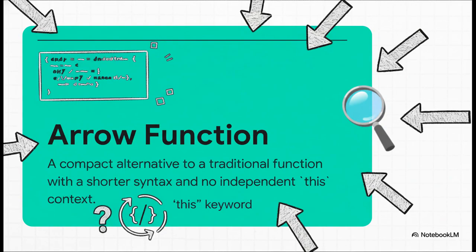So what is an arrow function? Well, think of it as a super compact, shorthand way to write a traditional function. It lets you write code faster, but the real magic trick, the thing that makes it so powerful, is that it doesn't have its own this context. And trust me, that's a huge deal. It solves one of the most common headaches in JavaScript, which we're going to tackle next.